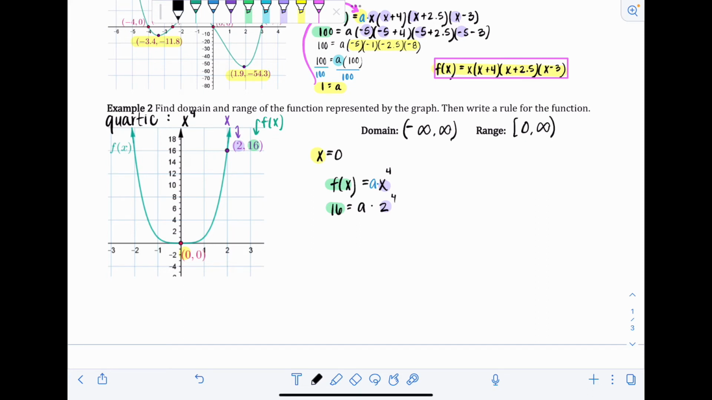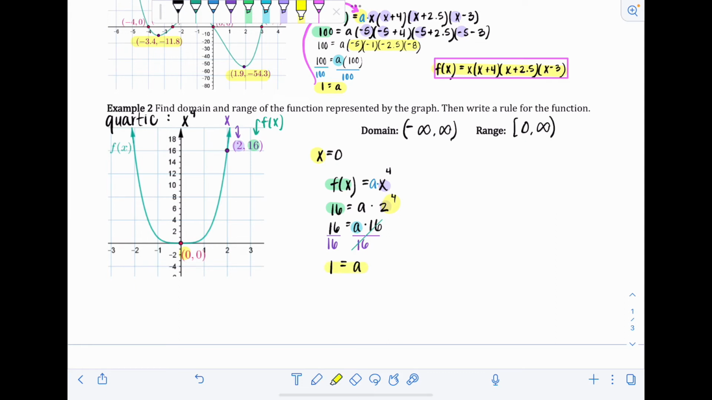So the goal is to get a by itself to solve for it. So we'll go ahead and start simplifying. I can take 2 and raise it to the 4th power. So this would be 16 equals a times, and then 2 to the 4th power means 2 times 2 times 2 times 2, which is also 16. The goal is to get a completely by itself, so I'd have to divide both sides by 16. Then 16 divided by 16 is 1, and 16 divided by 16 over here cancels out. So I'm just left with a.